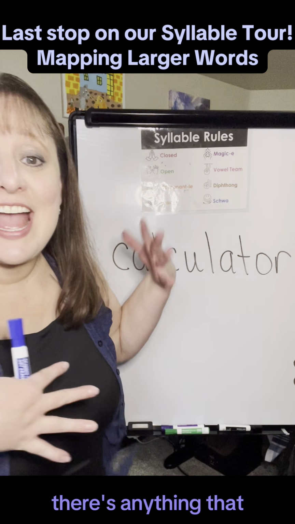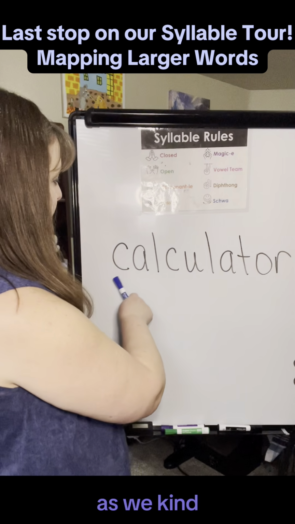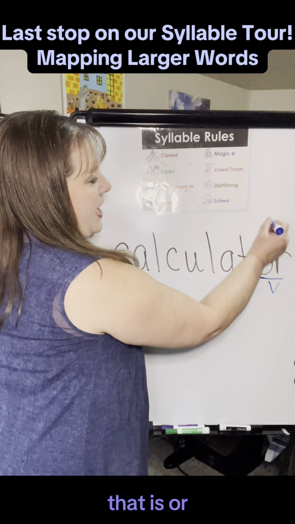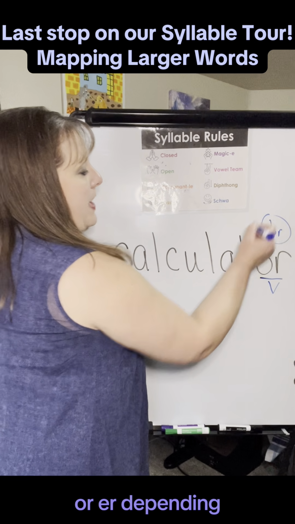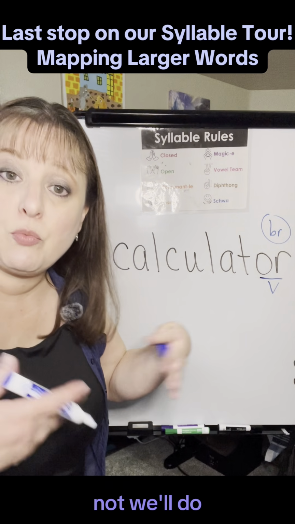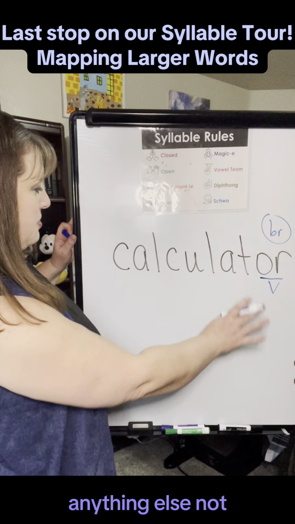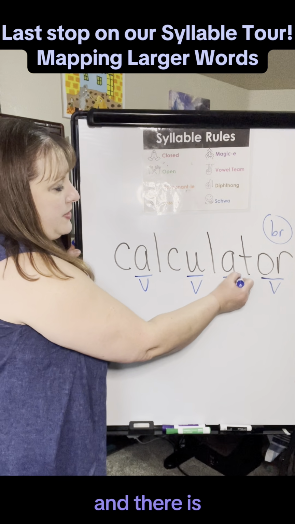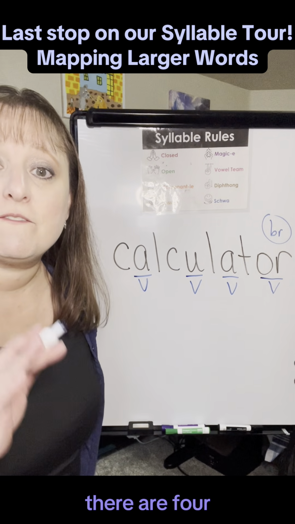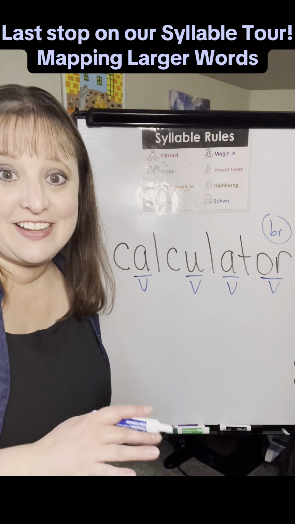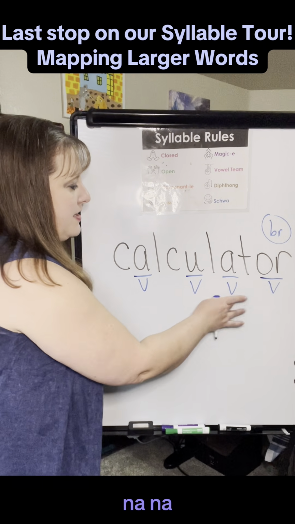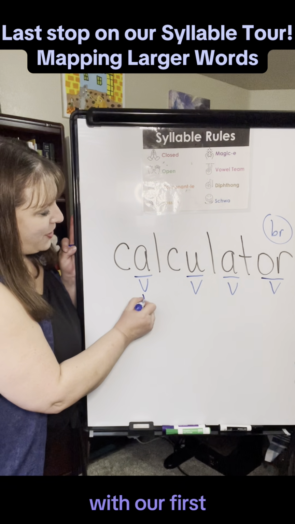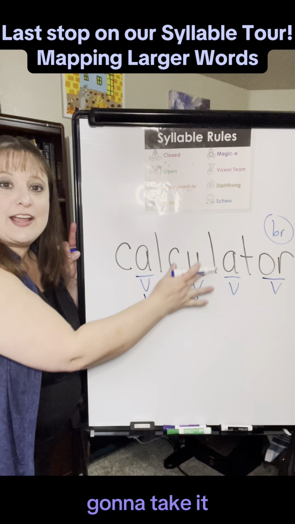We first see if there's anything that just jumps out at us as we scroll our eyes through. Oh, I see a bossy R right there. That is "or," depending. I'll do "or" first, and then if not, we'll try the other. Okay, anything else? Not really. So let's just start underlining our vowels. There's a U and there is an A. Oh, there are four vowel sounds. How many syllables? Four. Four syllables. So let's just start with our first bridge, and we're just going to take it one step at a time.